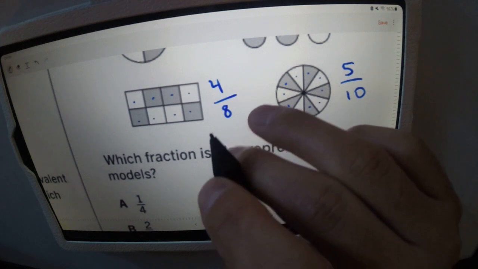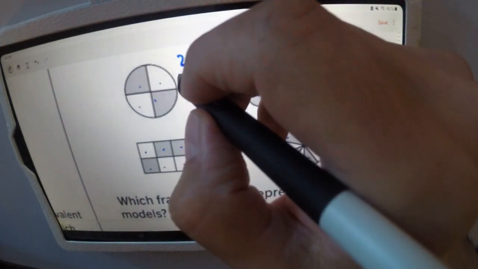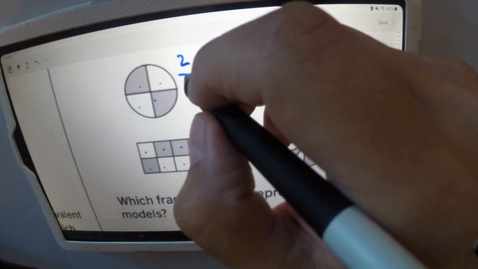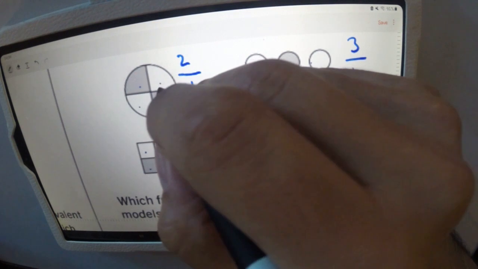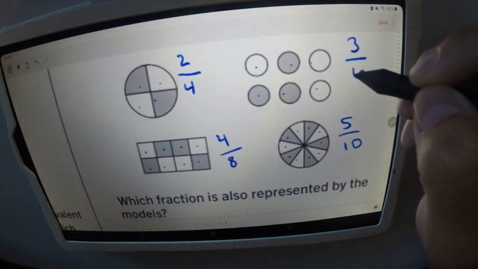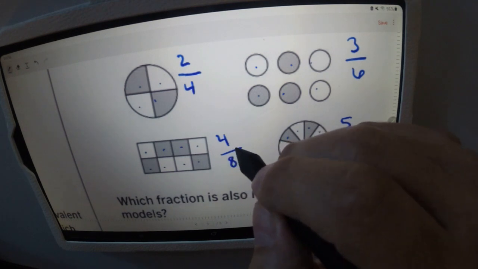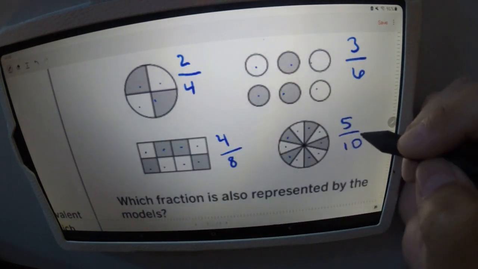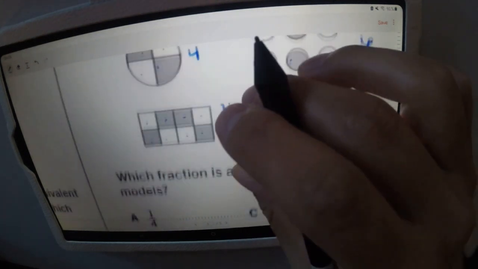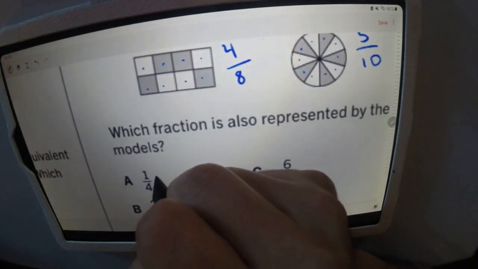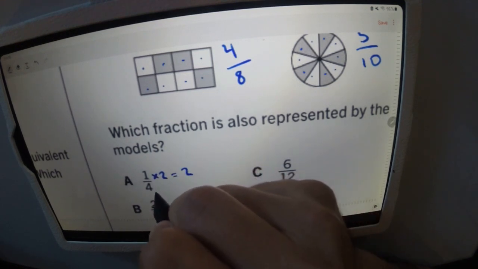So remember, you can basically see what's going on here. The top number is exactly half of the bottom number. So 2, multiply it by 2, you get 4. 3, multiply it by 2, you get 6. 4, multiply it by 2, you get 8. 5, multiply it by 2, you get 10. So now let's do that. So 1 times 2 equals 2, right?